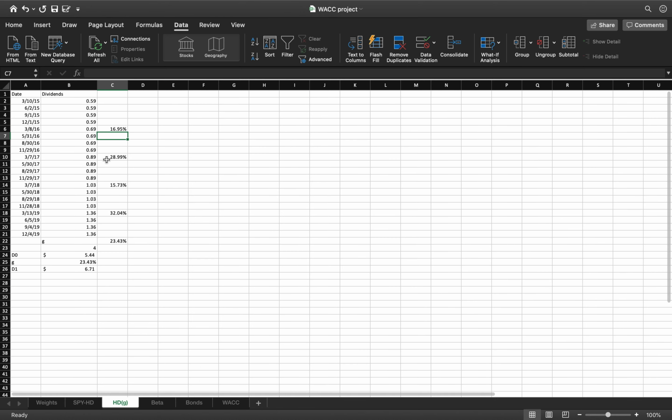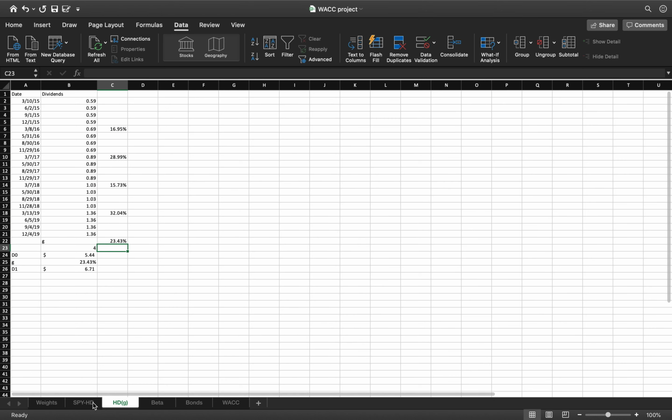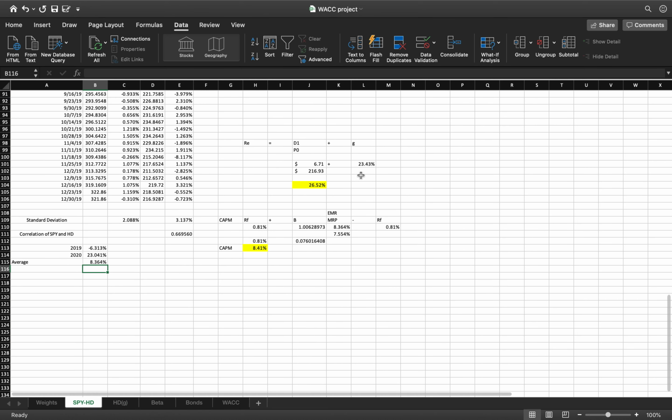I then repeated the same process for the next three percentages, and as you can see here, I highlighted all of them. And then in order to find your growth, I just found the average of these four, and that gave me 23.43%. And that's just going to go into your dividend growth model, which is going to plug in right here.